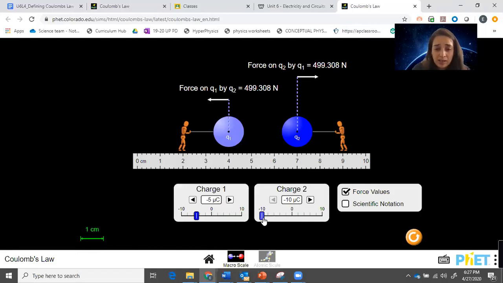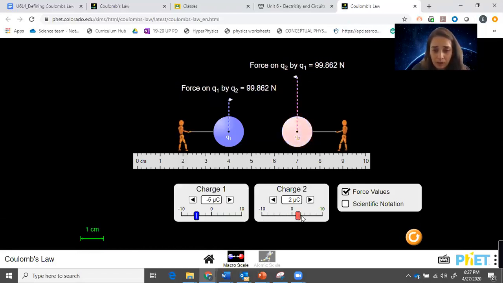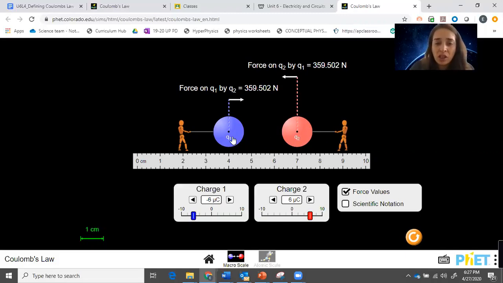All right, so now both of these charges have the same amount of charge. So what happens when I change the distance in between these two charges? Note the distance is measured from the center point. Right now the distance between these two charges would be 1 centimeter to 3 centimeters.